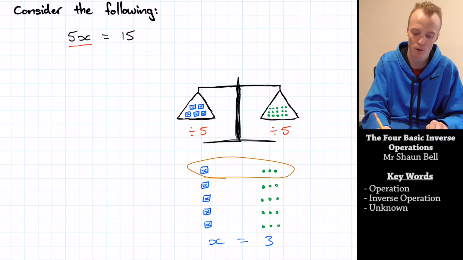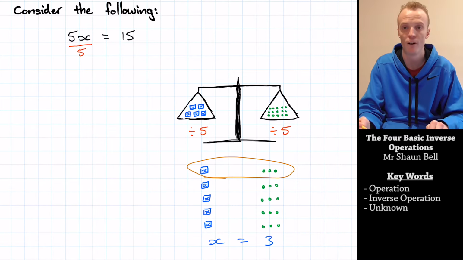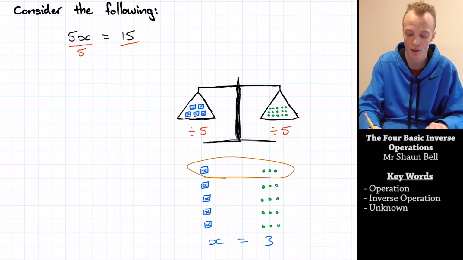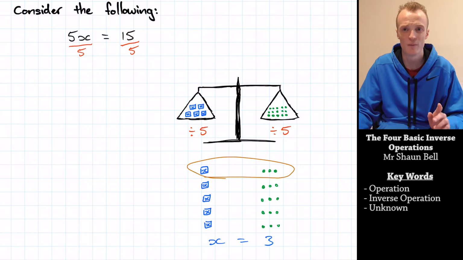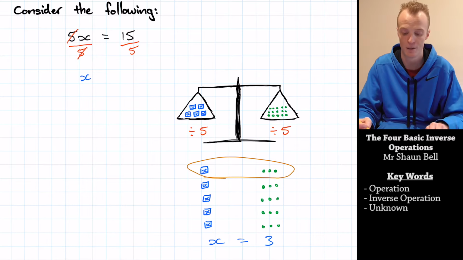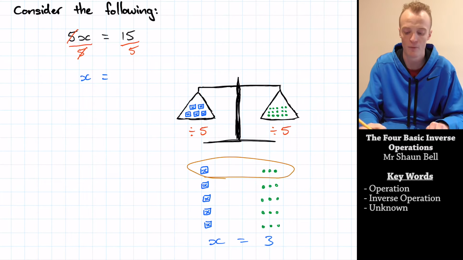So if we take this problem and divide this side by 5, and I've represented it in fractional form, to keep something balanced, we actually have to divide the other side by 5. Now, of course, 5 divided by 5 is equal to 1, so this side here will cancel out, and we've isolated our x on its own, which is what we need to do. On the right-hand side, we've got 15 divided by 5, which is equal to 3. So therefore, our x value is equal to 3.